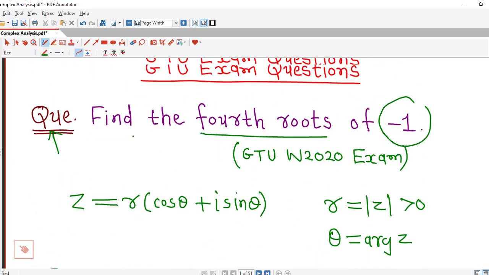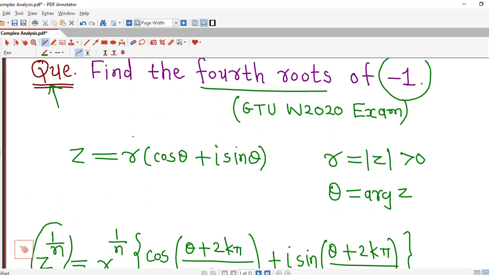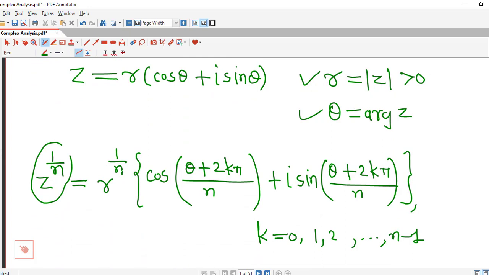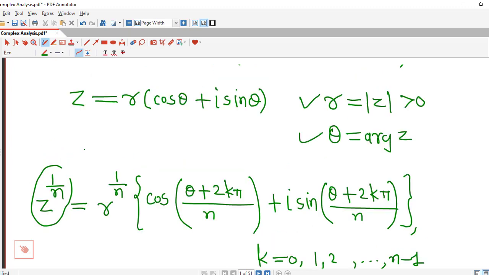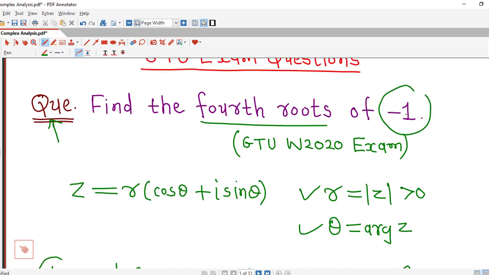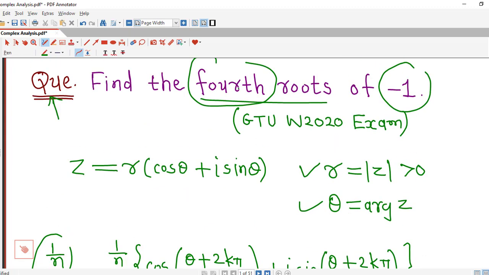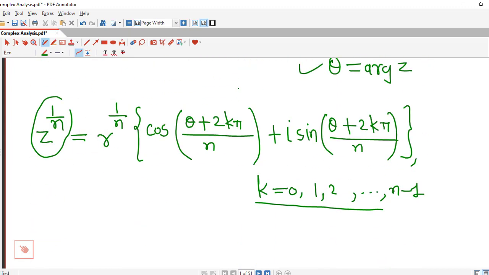So to find out roots of any complex number, we must be able to find out values of r and theta, where r is absolute value of z and theta is argument of complex number z, and we will remember this formula, and by taking different values of k we will be able to find out complex roots. So in this case our complex number is -1 and we are asked to find out fourth roots of -1, that is n equal to 4 and z is -1.